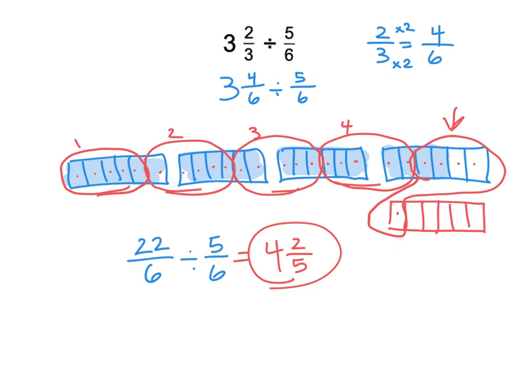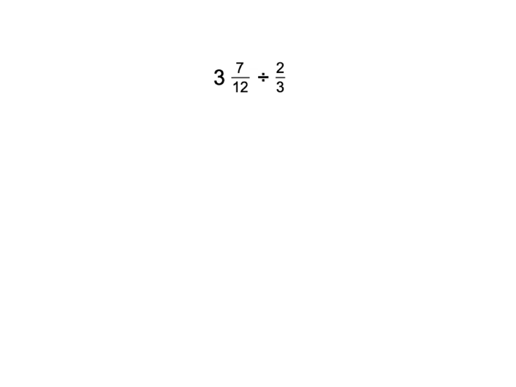Again, we're essentially doing this division. We have 22 pieces and we're getting them into groups of 5, which would be 22 divided by 5, which is 4 2/5. Go ahead and give this one a shot, and then we'll look at the video for it.